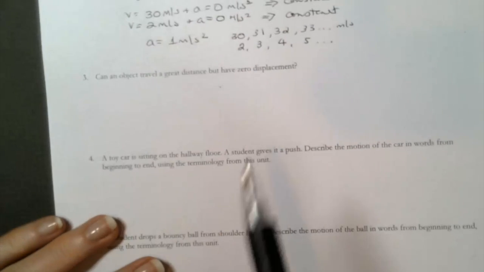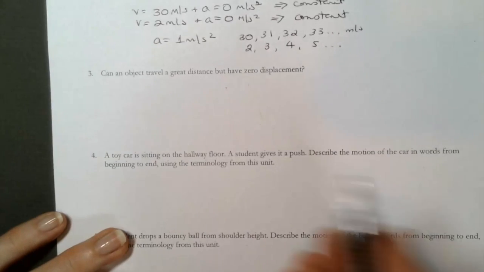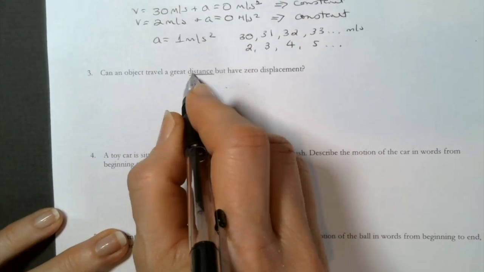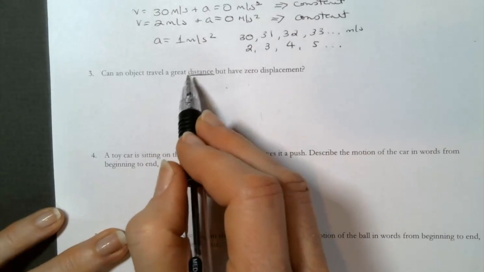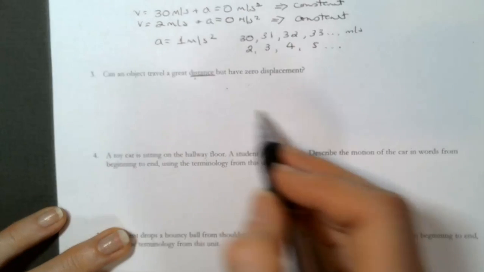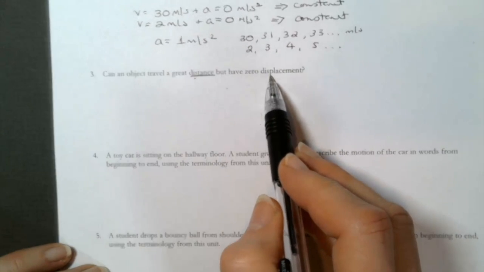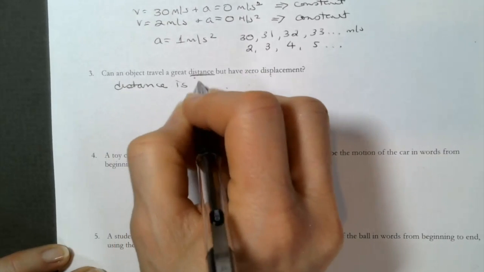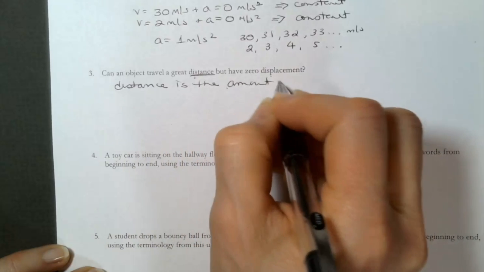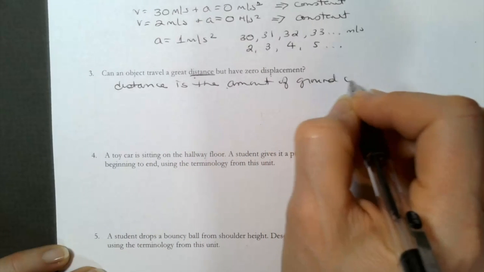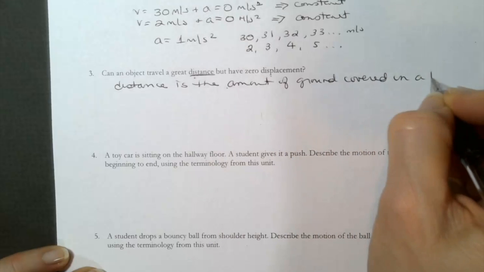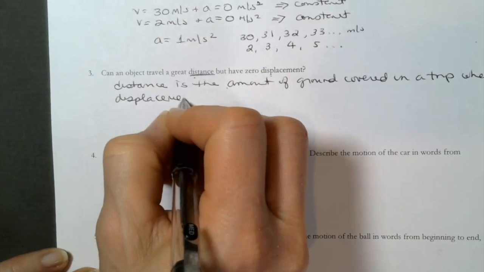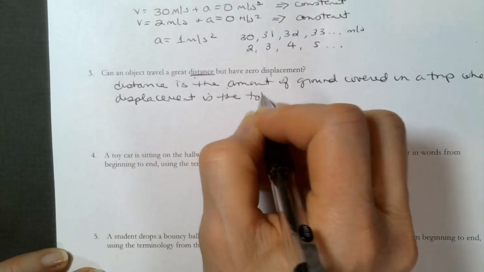Can an object travel a great distance but have 0 displacement? Sure. Anytime you take a road trip, you can change your position a lot and travel a great distance. But if you end up back where you started, you're going to have 0 displacement. So let's define these terms. Distance is the amount of ground covered in a trip, where displacement is the total change in position.